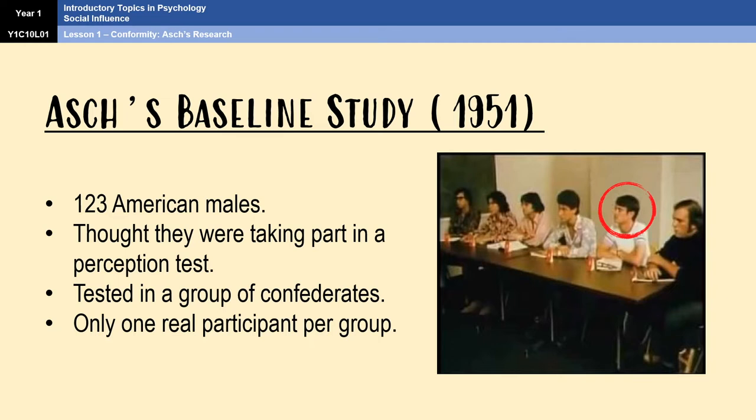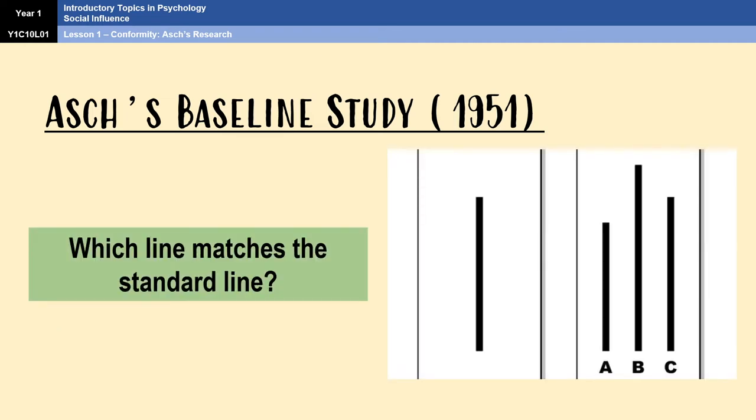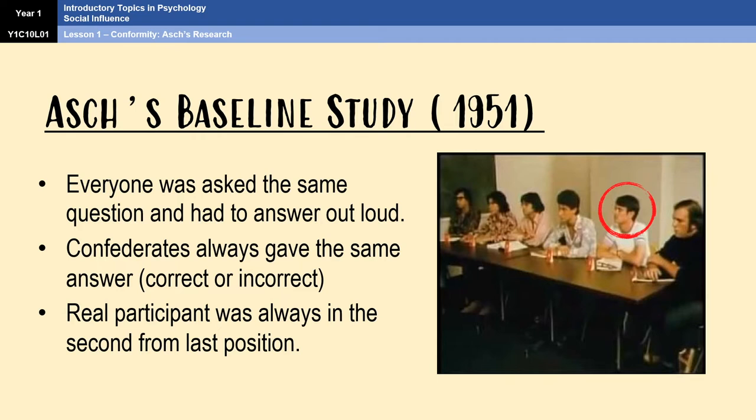Asch then presented the group with a card that had 4 lines on it, a little bit like what you see on the screen now. There was a standard line, and then there were 3 other lines of varying lengths. He asked the group to choose which of the 3 lines matched the standard line in length. Each person would then take it in turns to answer out loud which line they thought was the correct line. However, the confederates had been instructed to all give the same incorrect answer. The seating arrangement in the group was always the same, with the participant always in second to last position. So that means that they had to listen to everybody else's answer first before they made their choice.